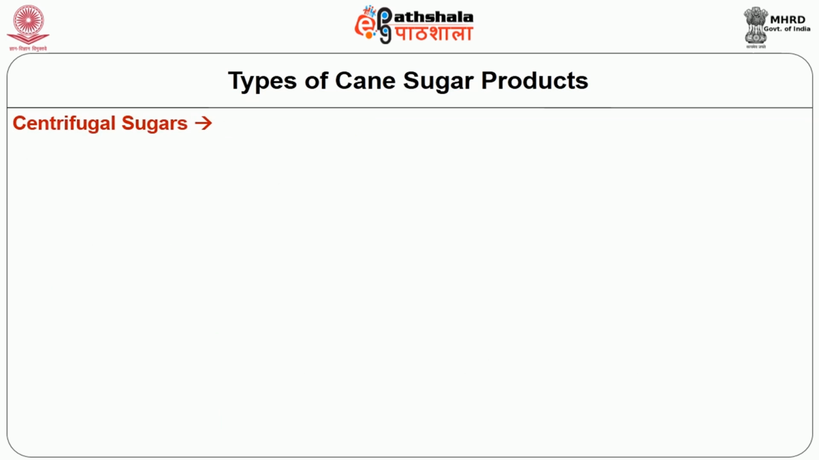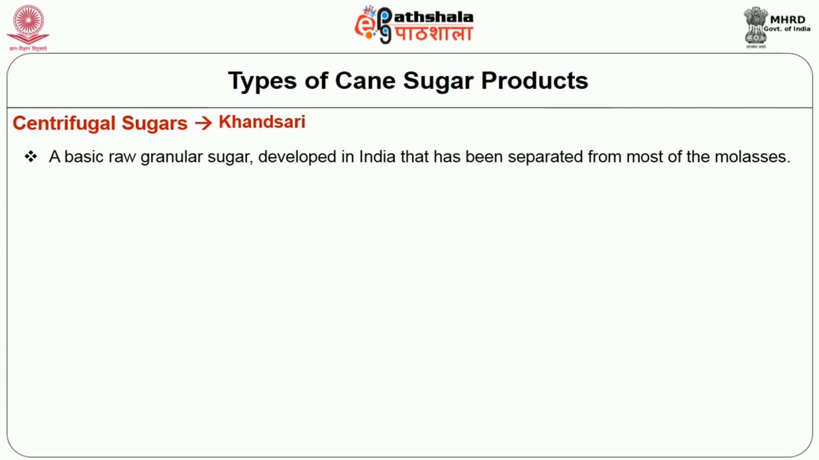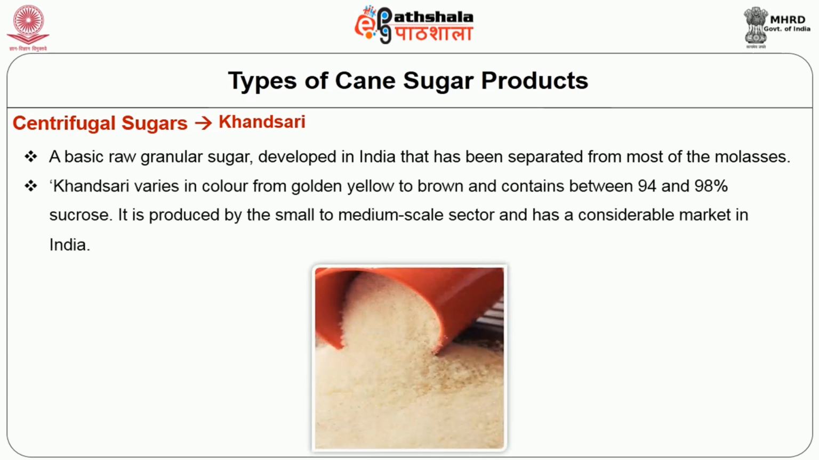Next, centrifugal sugar. In that we'll see kansari, a basic raw granular sugar developed in India that has been separated from most of the molasses. Kansari varies in color from golden yellow to brown and contains between 94 and 98% sucrose. It is produced by the small to medium scale sector and has a considerable market in India.